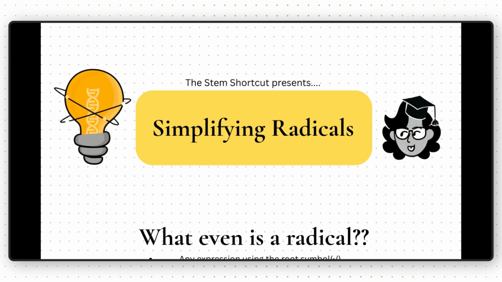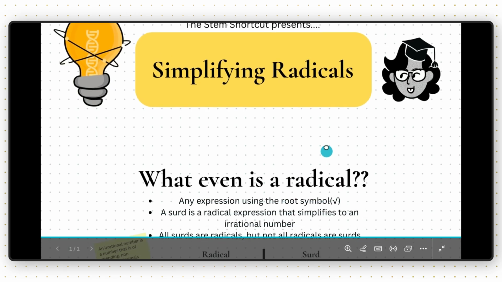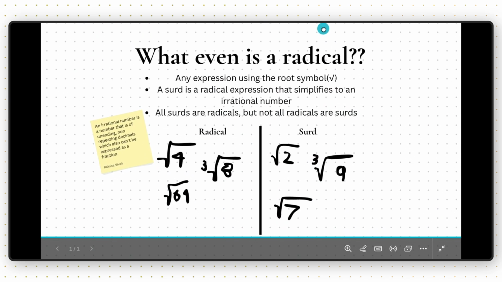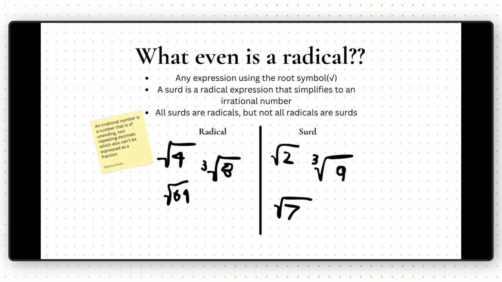Today we're going to be discussing simplifying radicals. So first, let's understand what even is a radical, right? Well, a radical is any expression using the root symbol. So this can be a square root, a cube root, any nth root you can think of.